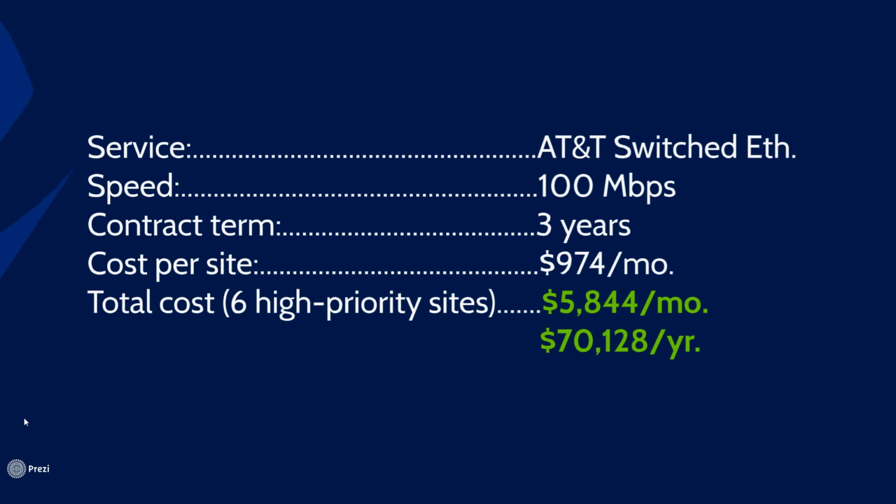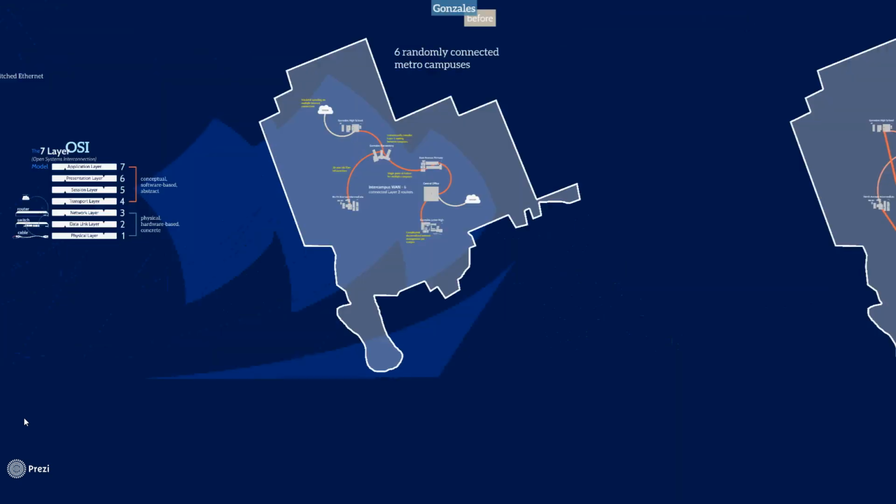Contract term of 3 years because this is a school district. They think in bigger terms than other organizations. My cost per site in this case, my cost per campus, is $974 per month. And for 6 sites, that's $5,844 a month, or about $70K per year. So that's the solution cost.